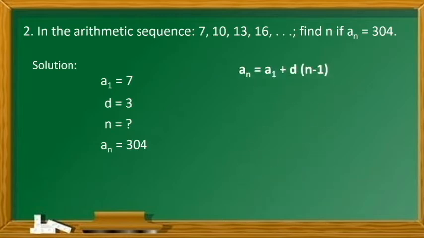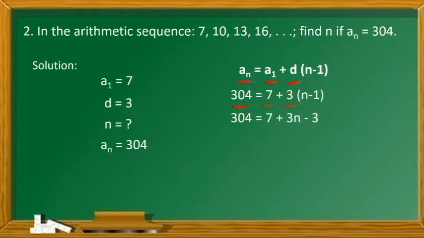So now, we will use again the formula for the nth term of an arithmetic sequence. We have a sub n equals a sub 1 plus d times the quantity of n minus 1. So let us now substitute. So substituting this, a sub n now is equal to 304. A sub n or our last term is 304. Our a sub 1 or the first term is 7. Our common difference is 3. Then we have n minus 1. Since n is missing, we will not substitute n.